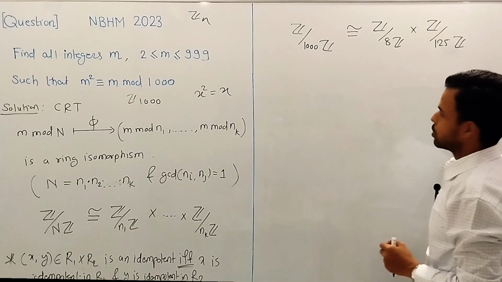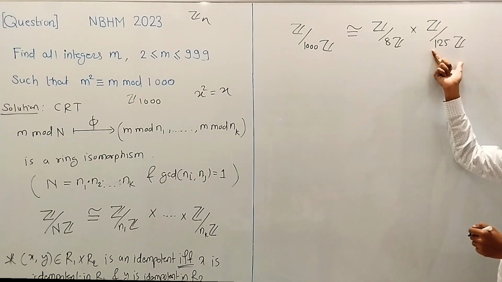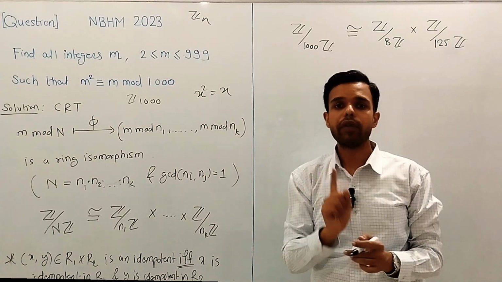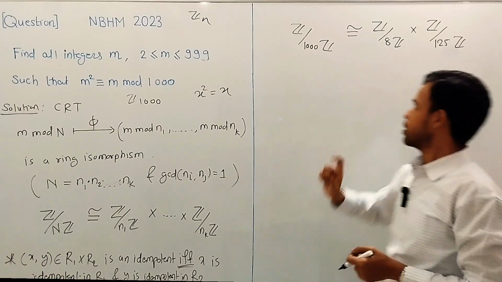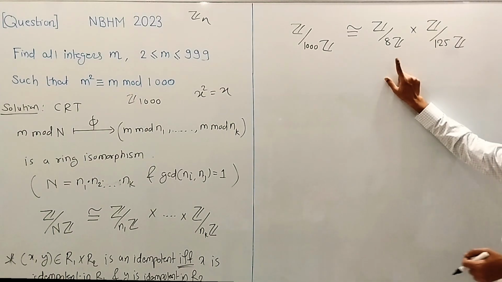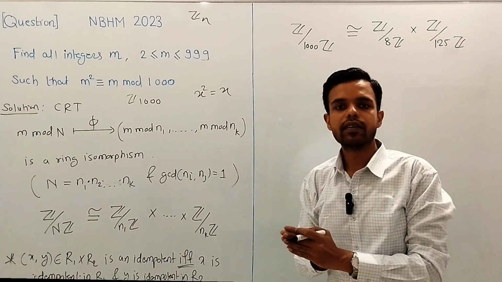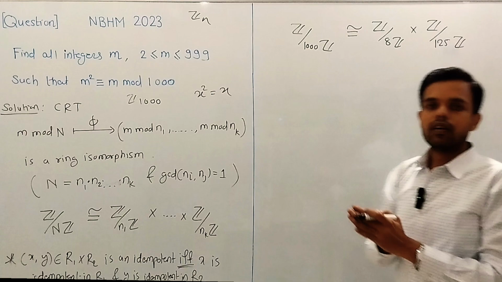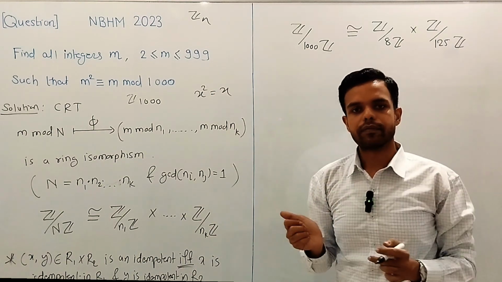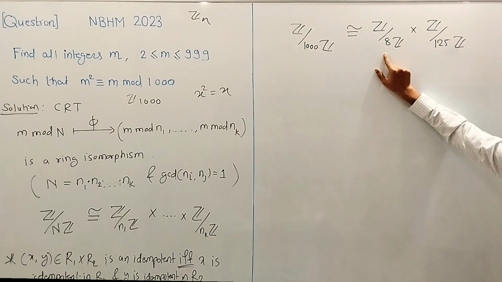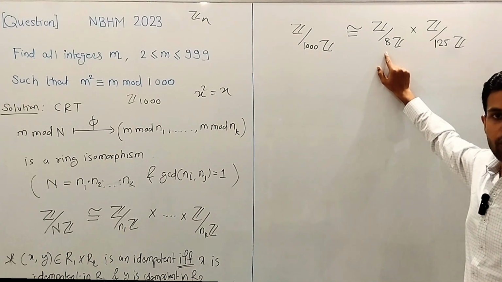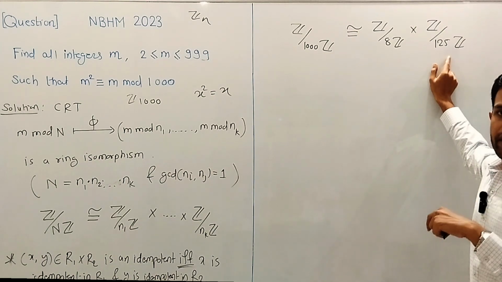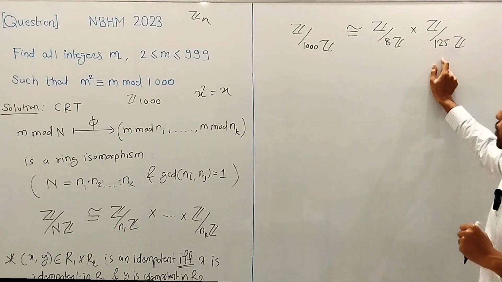Now we will use the fact that these two rings are local rings, that is, they have a unique maximal ideal. These two rings are local rings and hence the only idempotent elements in these rings are 0 and 1, because in a local ring the only idempotent elements are 0 and 1. So this ring has only two idempotent elements, 0 mod 8 and 1 mod 8, and this ring has only two idempotent elements, 0 mod 125 and 1 mod 125.